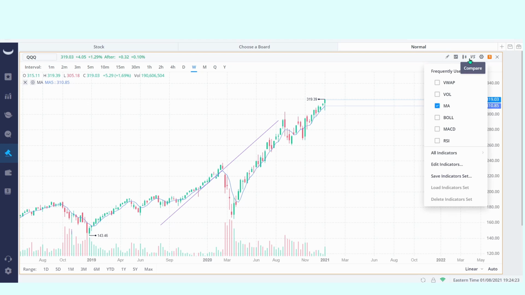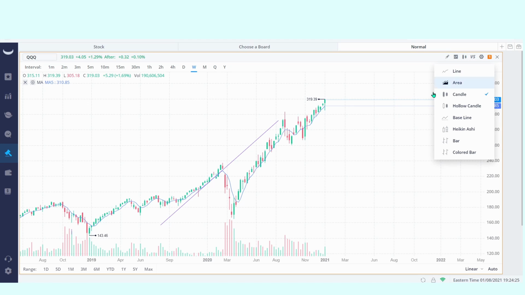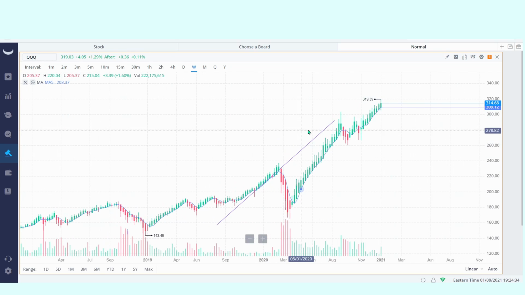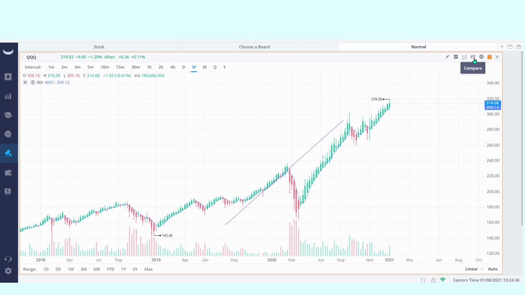You can use different indicators and also candles. So I like to use the Heikin-Ashi candlesticks. I have a whole video on that, so if you look in the description below, it's a lot easier to look at and see what the trends are when you look at a Heikin-Ashi candlestick view.